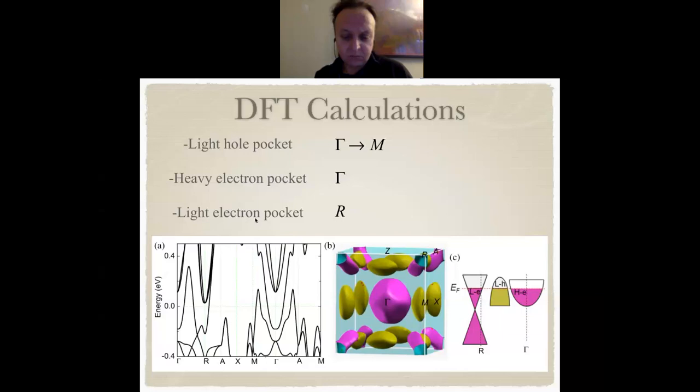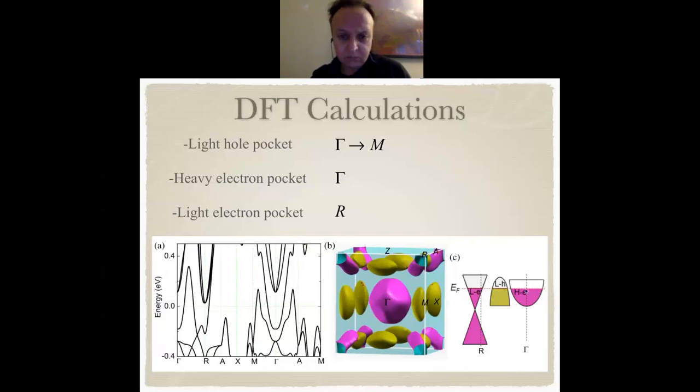The light hole pocket from the gamma to M line. If you look on this here, the M is this edge right here. So they'd be referring to this yellow looking football guy. That's your light hole pocket. The heavy electron pocket is this guy right in the center of the Brillouin zone, which is the gamma point. And then your light electron pocket, which would be in the corners, is represented by these purple, strangely shaped pockets.